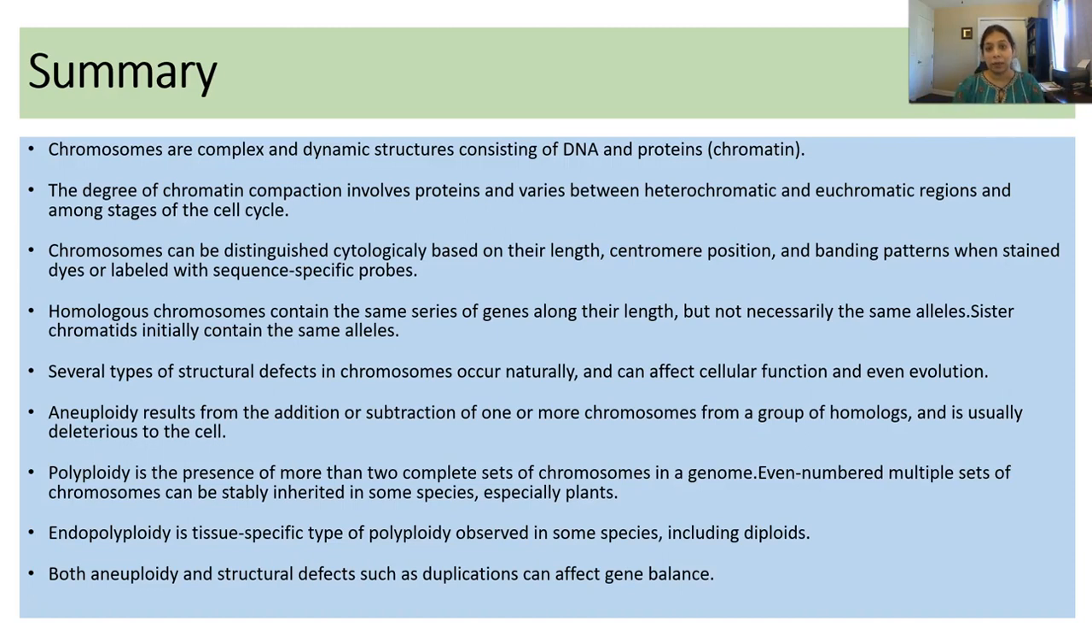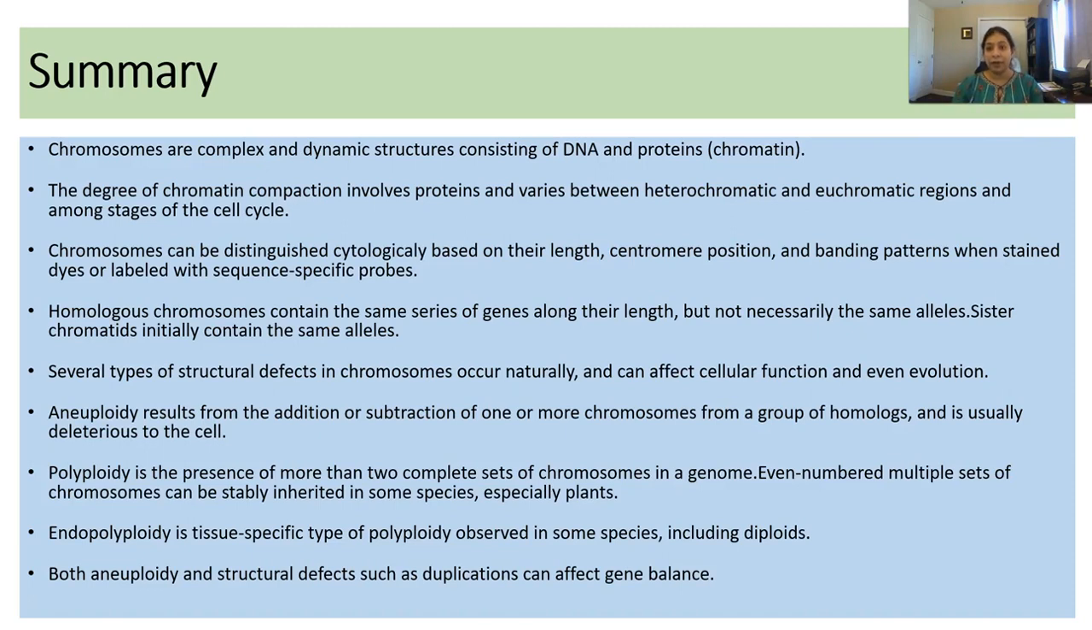Chromosomes can be easily distinguished cytogenetically or cytologically based on their length, where the centromere location is, the banding patterns that are present when stained, as well as with sequence-specific probes to identify specific regions of the chromosomes. Homologous chromosomes are chromosomes that pair together and have the same series of genes along their length, not necessarily the same alleles, but exactly the same sequence of genes. When duplicated, they have sister chromatids that initially contain the same alleles as well.